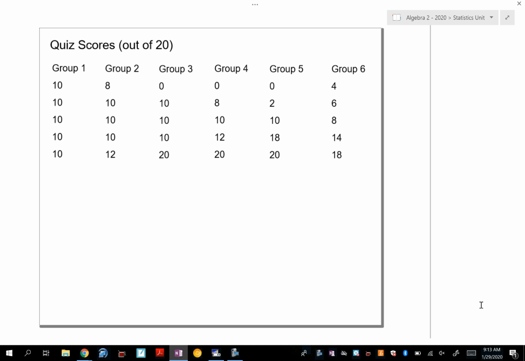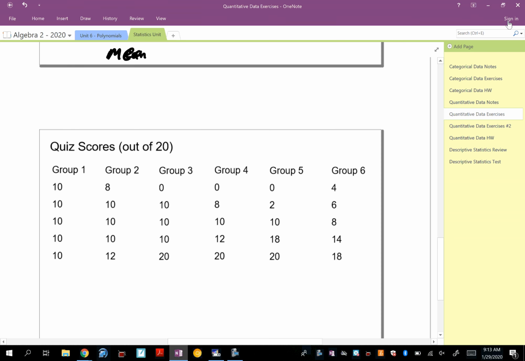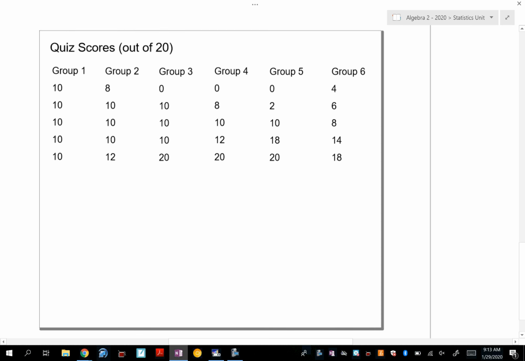Okay? Now the reason I chose these numbers is because for all of these groups, the mean is 10 points. So on purpose, I made every single mean for every single group the same. The average for all 6 groups is 10 points.